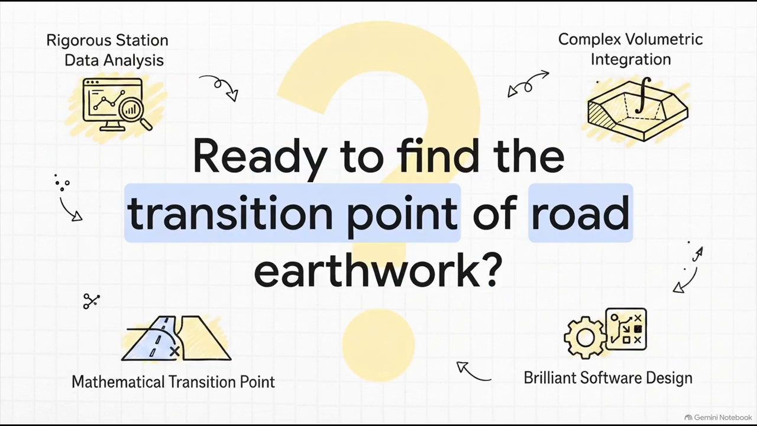The engineering we rely on is vastly more complex than just the smooth tarmac we see on the surface. Every single inch of our infrastructure is supported by rigorous station data analysis, complex volumetric integration, and brilliant software design calculating the perfect balance of Earth. It's a fantastic reminder of the hidden maths that shapes our physical world. So the very next time you glide effortlessly over a newly paved highway, ask yourself, how many millions of invisible mathematical transition points are you driving over right now?